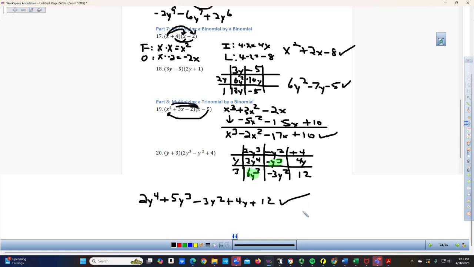And we're done. All right, so hopefully that has helped you as you continue to work through multiplying monomials, polynomials, trinomials, binomials, and everything in between.